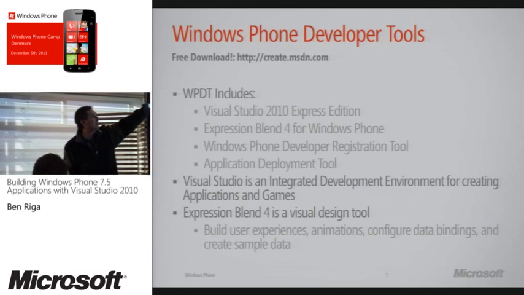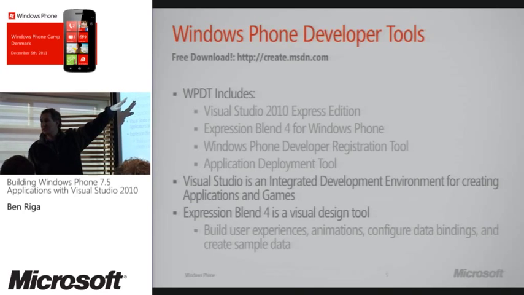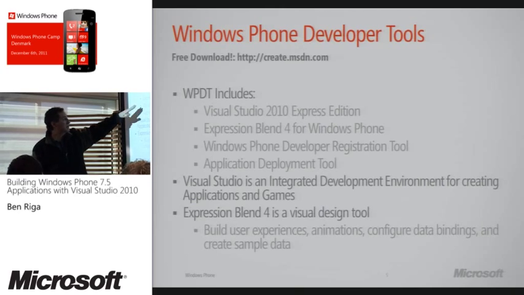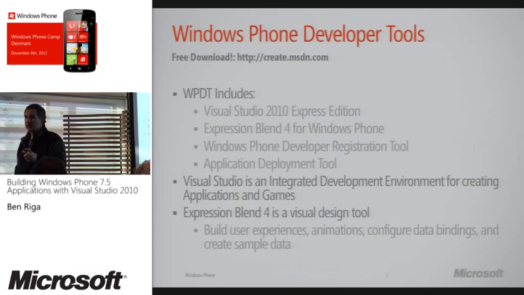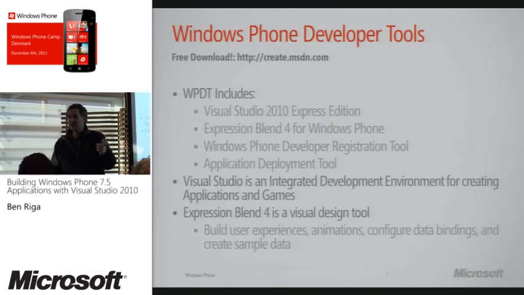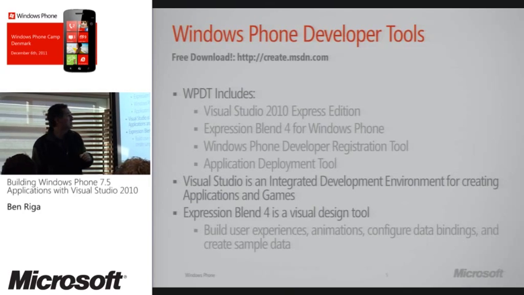Okay. So what do you get as part of the download? The download includes a couple of things. Visual Studio 2010 Express Edition, which is a full version of Visual Studio that allows you to do development. It also includes Expression Blend for Windows Phone, which is a special version of Expression Blend that allows you to do design type stuff on Windows Phone applications.